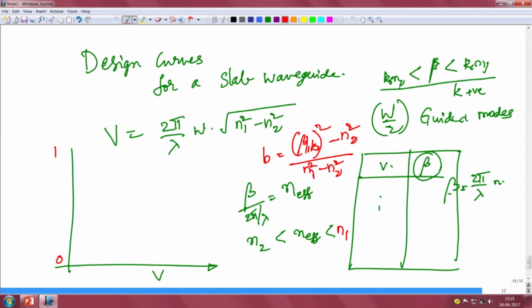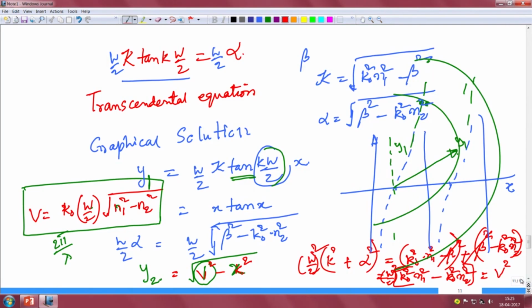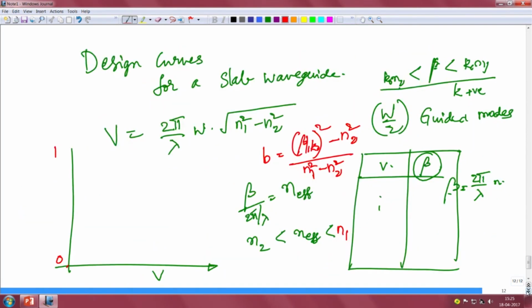And the plots look like this. For the fundamental mode, whatever be the value of the V parameter, there is always a solution. So, we can say the fundamental mode always exists and starts at the origin, and as we increase the waveguide width or the refractive index contrast or the frequency, it saturates towards some particular value.